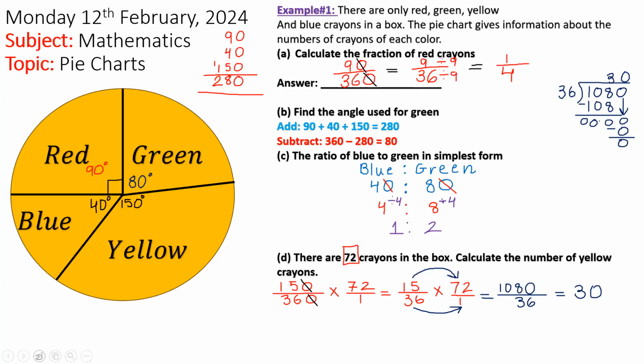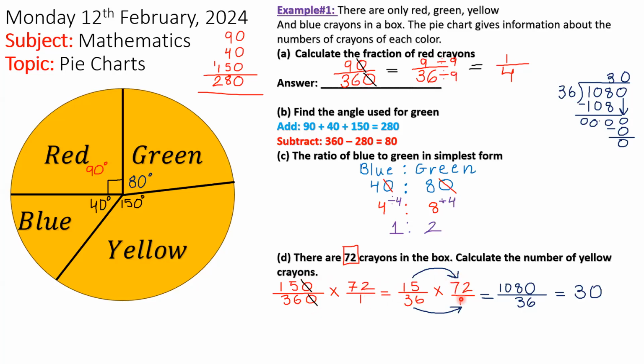Well, let's recap on how we do that. The first thing we do, we wrote the fraction of yellow crayons in the box, which is 150 over 360. That's the fraction of yellow crayons in the box. And we're going to multiply that by the number of crayons in the box, which is 72. And so it's 150 over 360 multiplied by 72 over 1. But the first thing we're going to do is cancel the zeros. So let's cancel the zeros right there. And so we are left with 15 over 36, multiplied by 72 over 1, right?